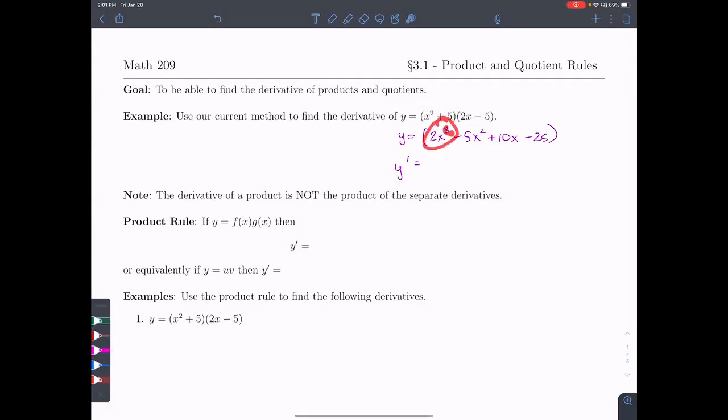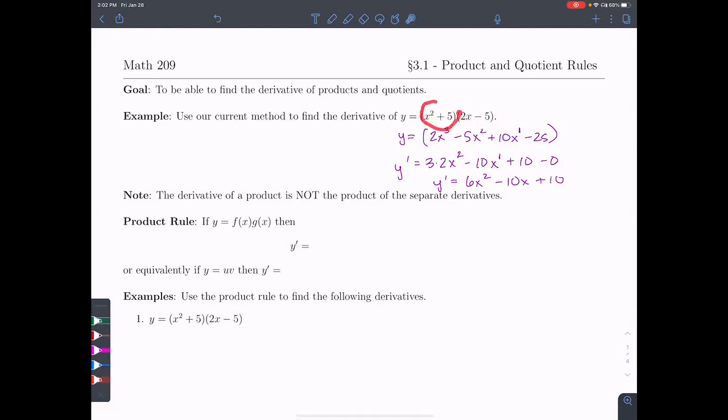So here you would do exponent down front, decrease it by 1. So that would become 3 times 2 times x to the 3 minus 1, which would be 2. Then the 5x squared: exponent down front, decrease it by 1, so that 5 becomes a 10, x to the first. That 10x becomes just a 10 because it's x to the first. And then the 25 becomes a 0. So you're looking at y prime equals 6x squared minus 10x plus 10. So there's a lot going on there, and these are not that messy.